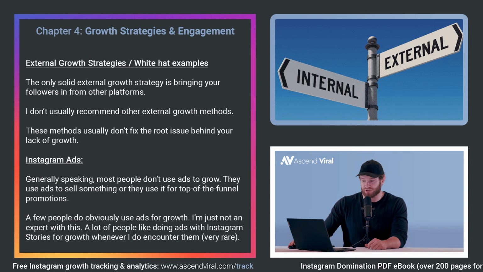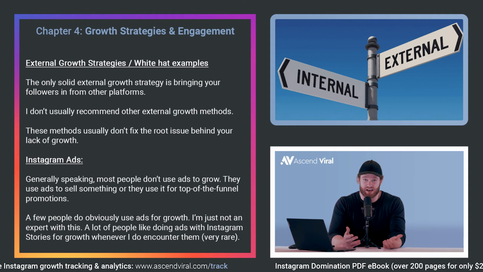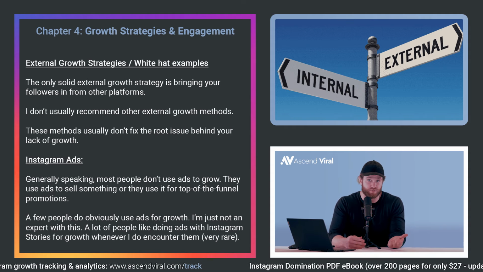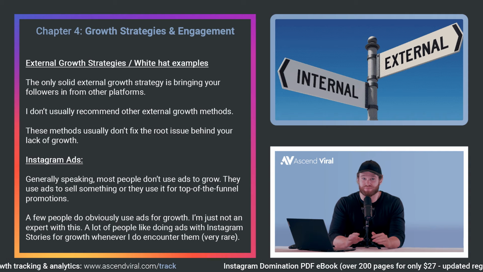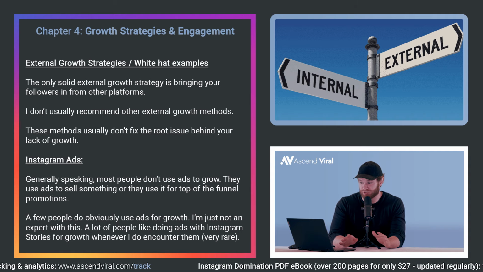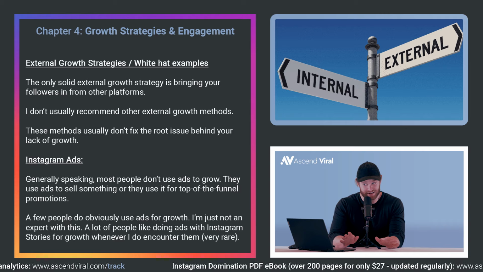So starting off, we have Instagram ads. I'm not much of an ads guy. I run ads myself and for a few other people, but that's a whole other can of worms. I don't consider myself an ads expert, so I'm just going to refrain from giving advice on that.